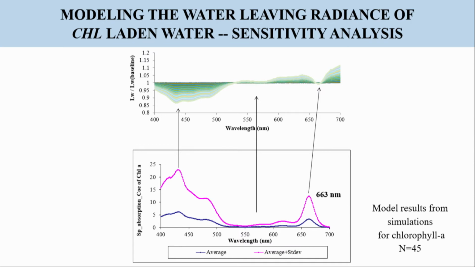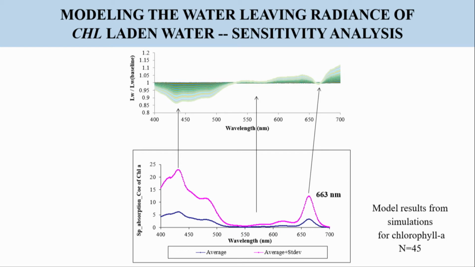So we have simulated spectral LW for varying chlorophyll concentration, subsequently divided each one by the baseline spectrum, and this is the result. So you can see that for 663 nm, this is a secondary absorption band of chlorophyll, you can see what we get from the model. Similarly at 443 nm also, clearly showing that we have a model which works well, and the sensitivity analysis clearly shows its ability to simulate water leaving radiance.